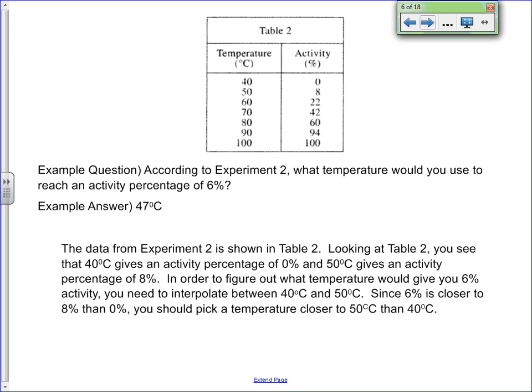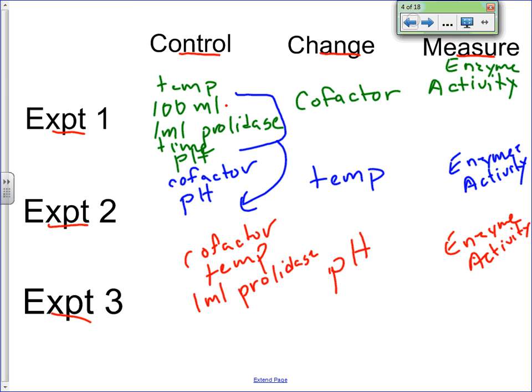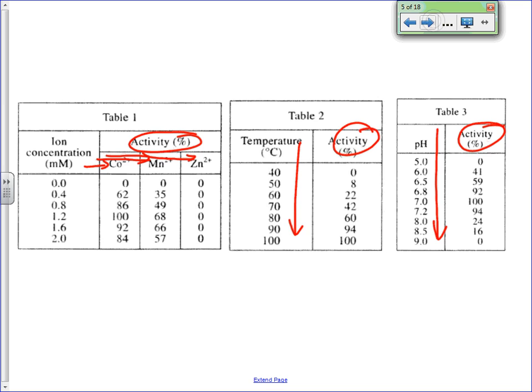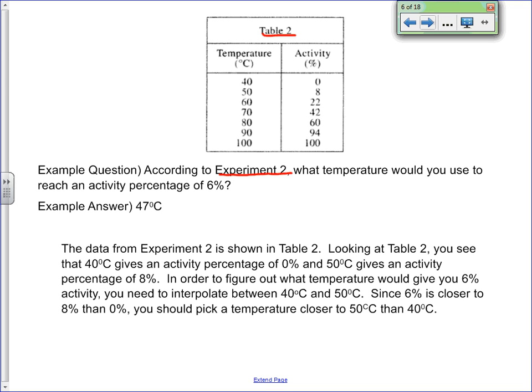According to experiment 2, what temperature would you use to reach an activity percentage of 6%? All right, in this case, we're looking at experiment 2, which means we need table 2, because it tells us in experiment 2, which is right here, that we need to look at table 2. So we look in table 2, and we're looking for an activity percentage of 6%. Where would we find an activity percentage of 6%? Between 40 and 50.